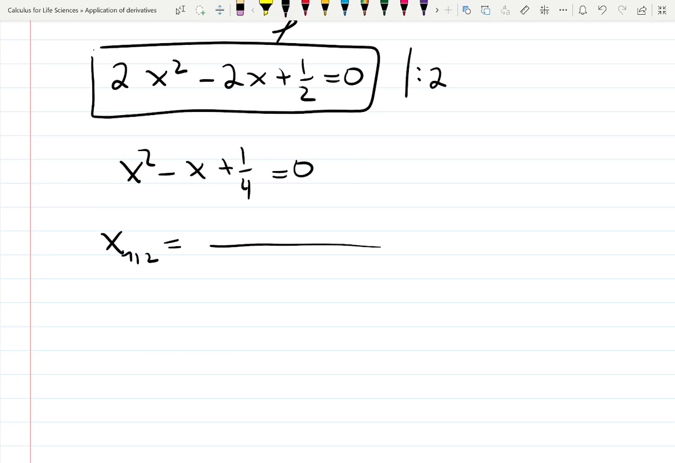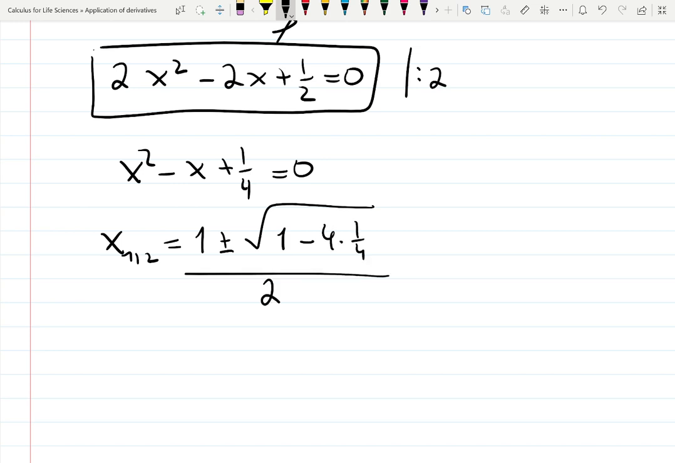Minus b, so it's minus minus 1 plus minus, no, interesting. Square root of b squared, yeah, okay. 1 plus minus square root of 1 minus 4ac, all over 2. Oh, it's just one root, 1/2. Did you get 1/2? Did anyone get 1/2? Yeah? Okay, good job.